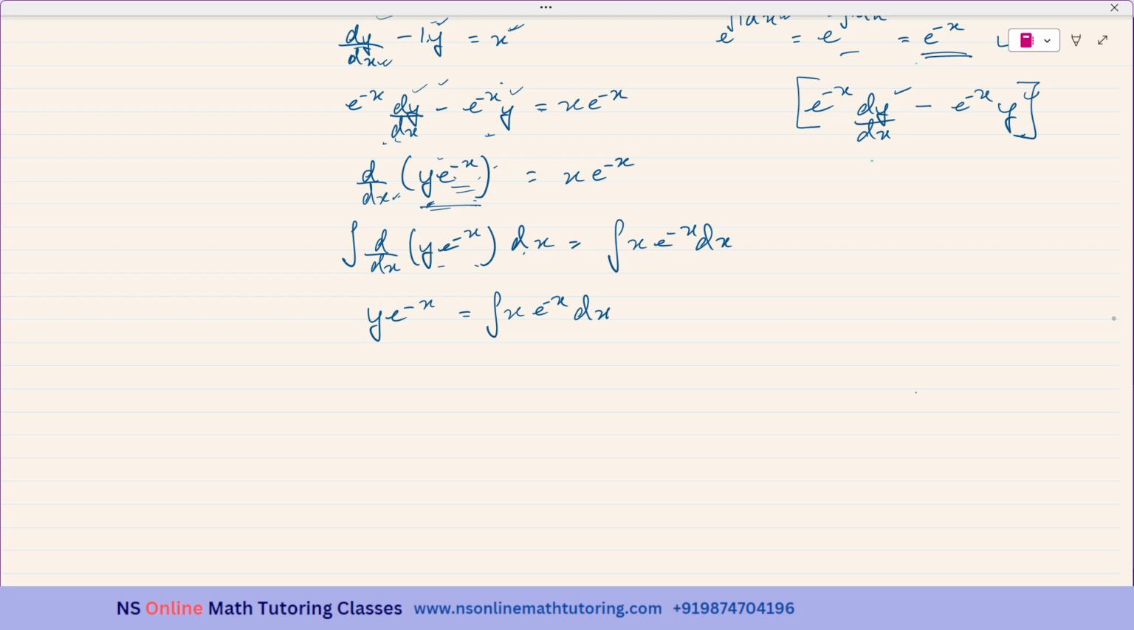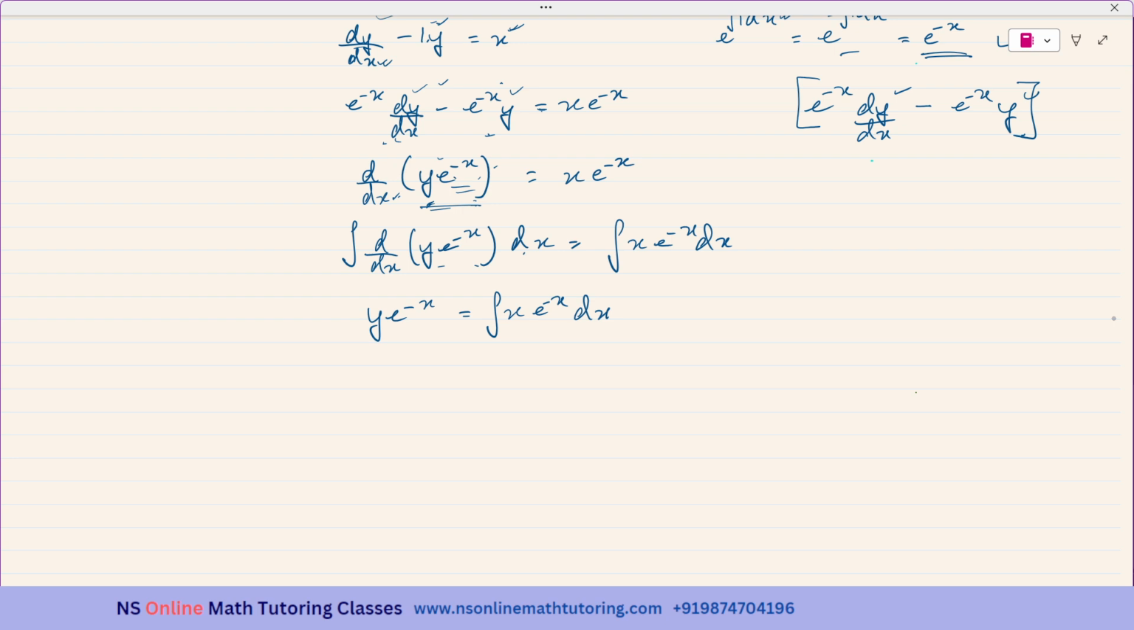And this integral, we have to use the integration by parts method, because we cannot substitute anything, or we cannot use the partial fraction also. So the only other method, the third method that is available, is the integration by parts. So we will be using the integration by parts.